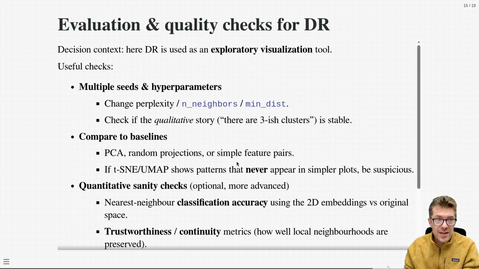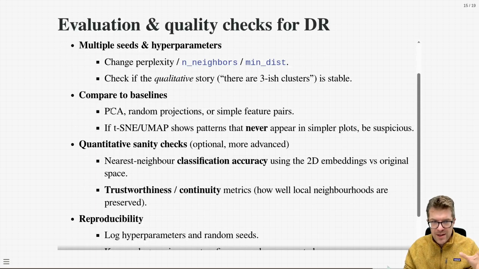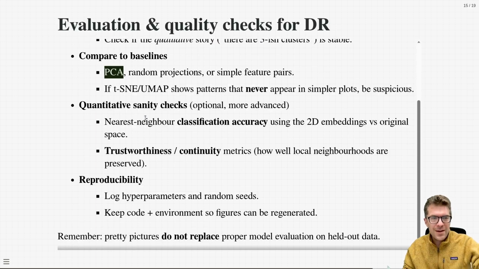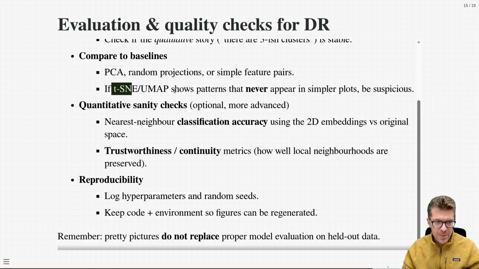Some quick evaluation checks. So again, dimensionality reduction can be kind of an exploratory visualization tool, but you should play around with the seeds and the hyperparameters, compare against baselines. PCA remains a very motivated, theoretically valid, strong baseline. Just because it's older doesn't mean it's necessarily somehow deficient compared to this learning-based method. You want to do quantitative sanity checks, so you might want to dig into classification accuracy and trustworthiness or continuity metrics. So all the same kind of good machine learning science we talked about before still applies here.